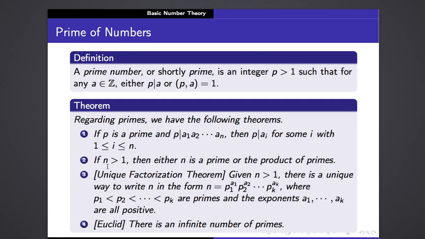Okay, so the next theorem is: if n is greater than 1, then either n is a prime number or a product of primes. And the next one, a very important theorem, is called the unique factorization theorem. Let me introduce it without proof. Actually, the proof of this theorem is not difficult.